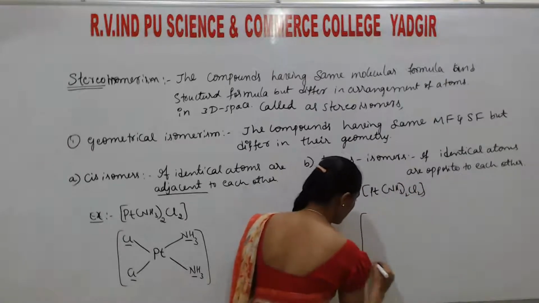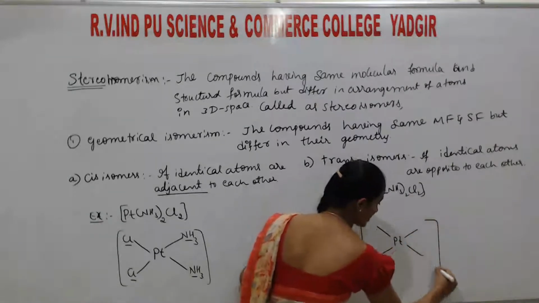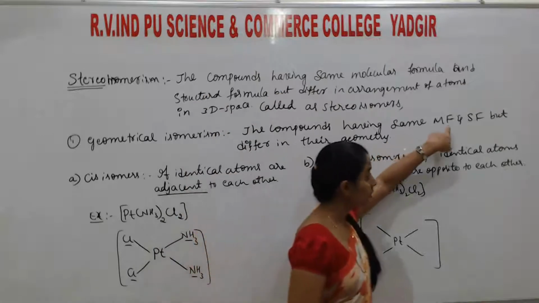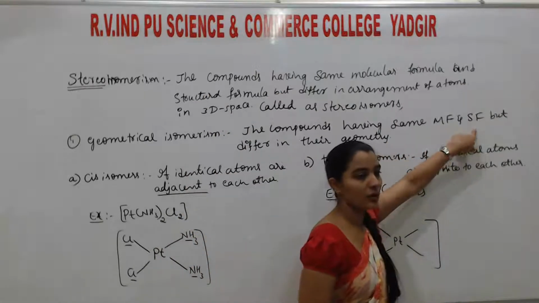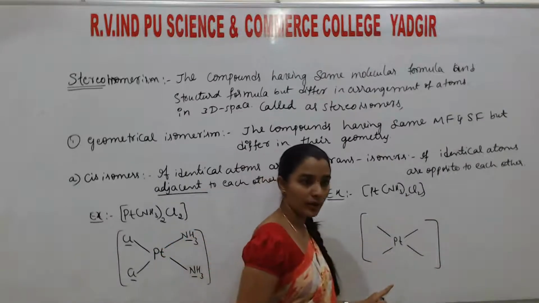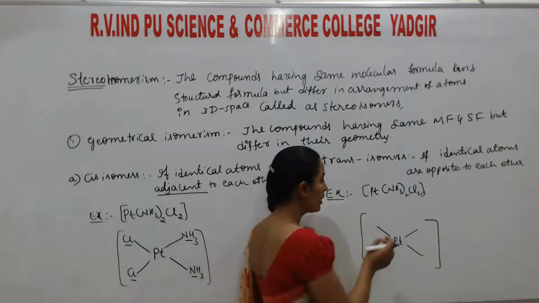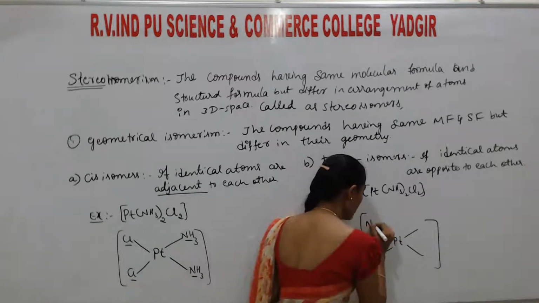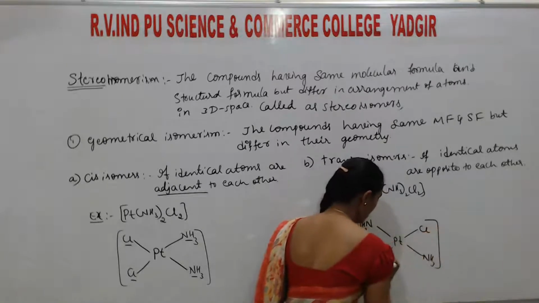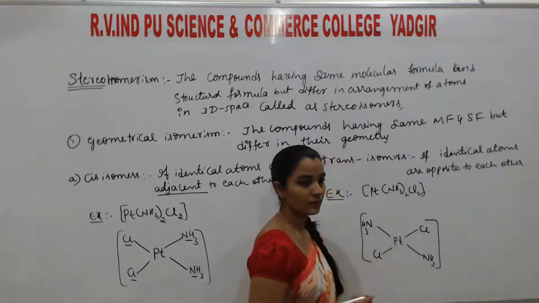So here if we consider the structure, students, this is also a square planar structure, because the compounds have the same molecular formula, same structural formula. Your molecular formula is same, structure is also same, square planar. But they differ in the arrangement of atoms. So here NH3 is here, NH3 is here, Cl is here, Cl is here. They are opposite to each other.